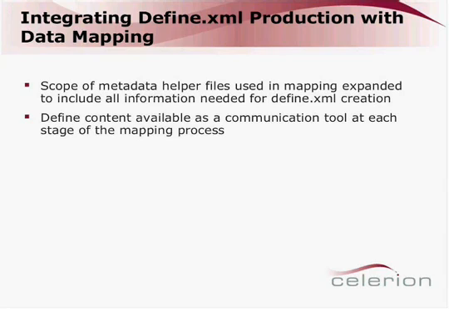We had to work a little while to find a very clean way to integrate it. We had to think about it a while, and the answer turned out to be fairly straightforward. We enhanced the scope of the metadata helper files that we were already using to drive the mapping process to include all information needed for the Define.xml, that is, all information that we couldn't derive directly from the data itself. And then, as planned, we made Define content available as a communication tool at each stage of the mapping process, and use it at the test transfer and draft transfer stage as a way to communicate about data needs with internal and external scientists.